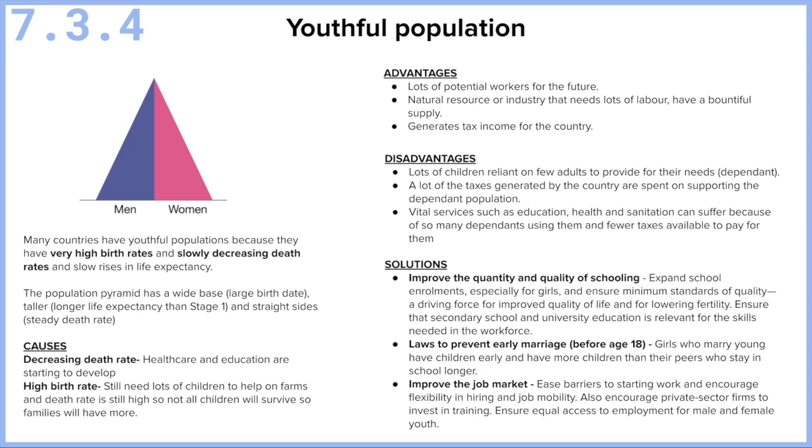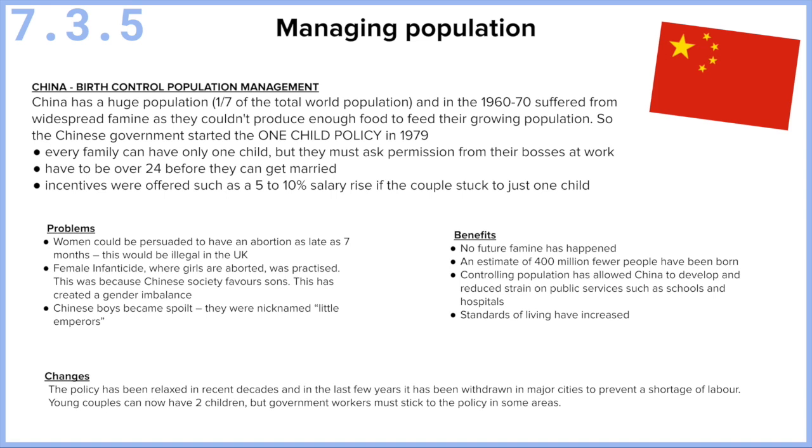So encouraging private sector firms to invest in training and hiring means that you're going to have less children overall. Finally, we have how does one country manage its population? And we're going to focus on China. China was very popular in terms of managing population because it did something really, really extreme, something that no other country had done.